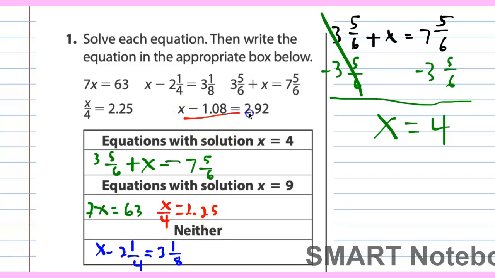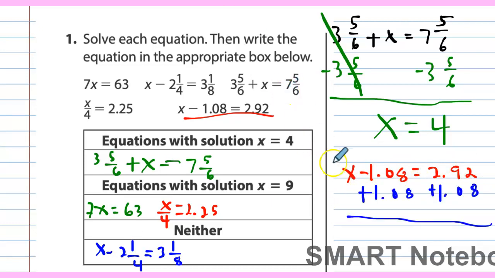This is x minus 1.08 equals 2.92. We'll copy it here and then we'll solve. All right, so this is our last equation, and we know that this is a subtraction equation, and to solve it we do the opposite, which is minus 1.08. It means we have to add 1.08 to both sides.